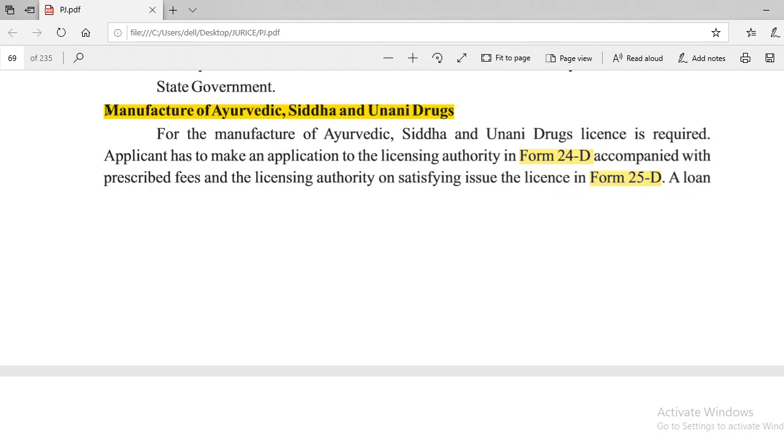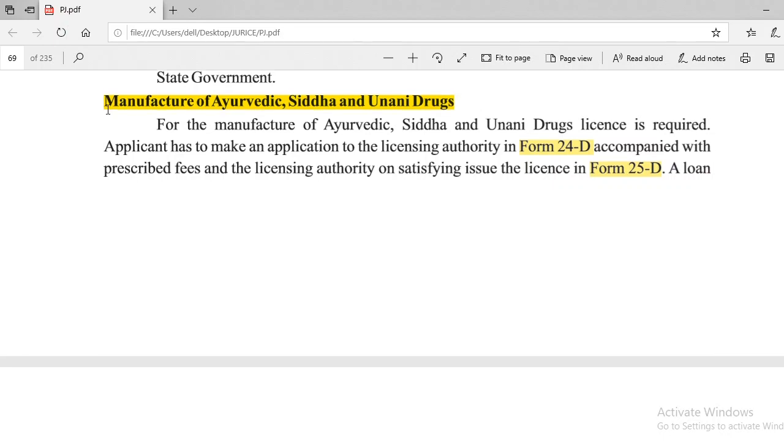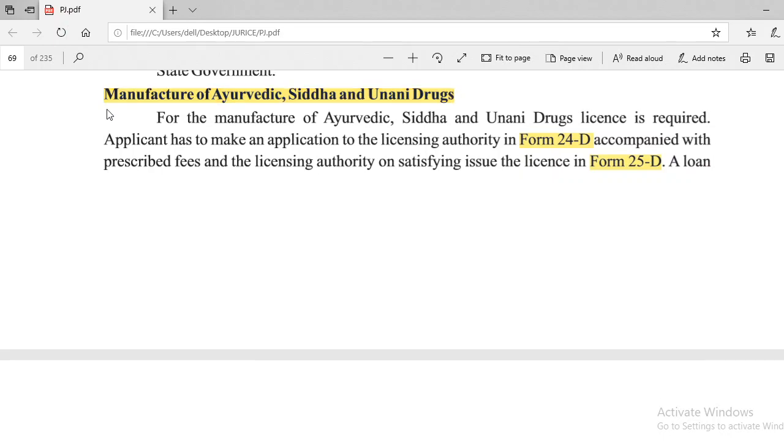So for the manufacturing of Ayurvedic drugs, the application for the license for the manufacturing of the Ayurvedic drug can be done in the form 24D, and the license issued against such application is in form 25D. So as we have seen in many cases, the application format is also given in this act, and the license format is also given in this act.